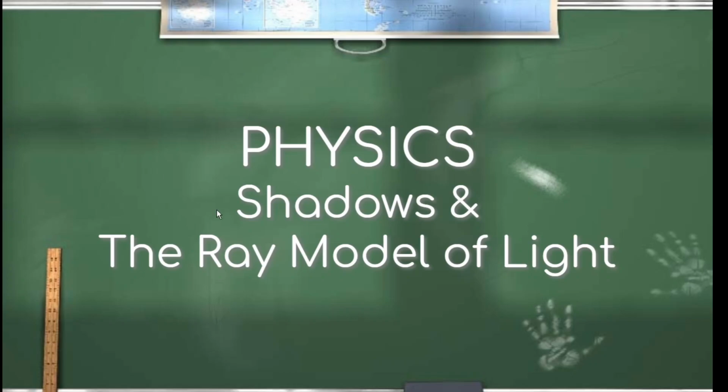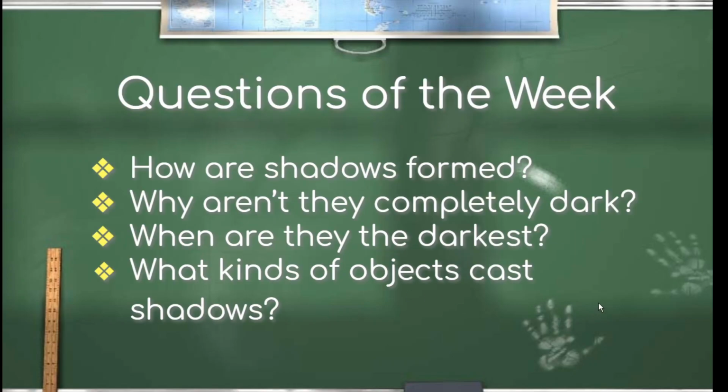All right, so that being said, questions of the week. The theme of this first week is going to be around shadows. And so a few questions that I've asked are, how are shadows formed? Why do they even exist? Why aren't they completely dark? Why can we still see things that are in the shadows? When are they the darkest? So what are the conditions where you get a really dark shadow or maybe a lighter shadow? And what kinds of objects cast shadows in the first place? Like, what makes them so special that they get to cast a shadow?